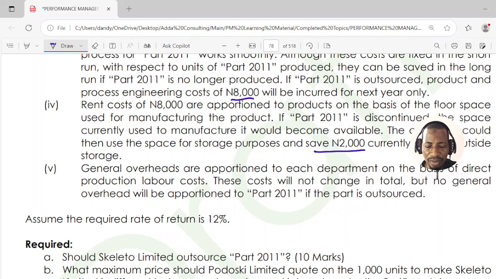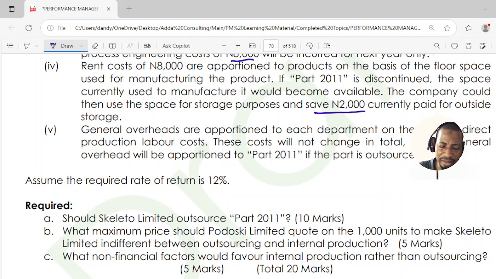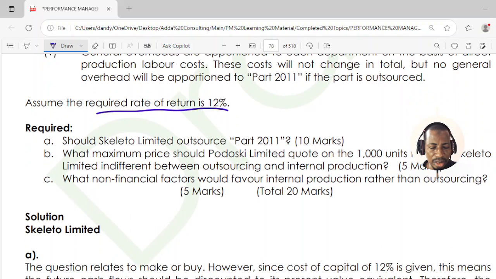5. General overheads are apportioned to each department on the basis of direct production labor cost. This cost will not change in total, but no general overhead will be apportioned to Part 2011 if the part is outsourced. Assume the required rate of return of 12%. Required. A. Should Skeletal Limited outsource Part 2011? B. What maximum price should Podolsky Limited quote on the 1,000 units to make Skeletal Limited indifferent between outsourcing and internal production? C. What non-financial factors would favor internal production rather than outsourcing?